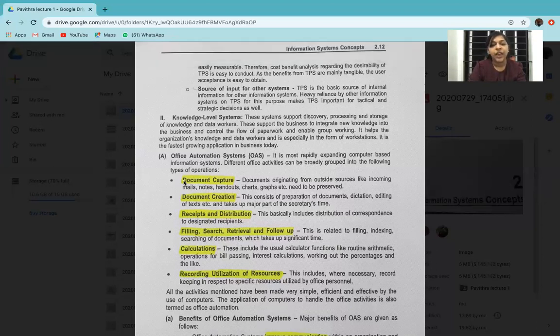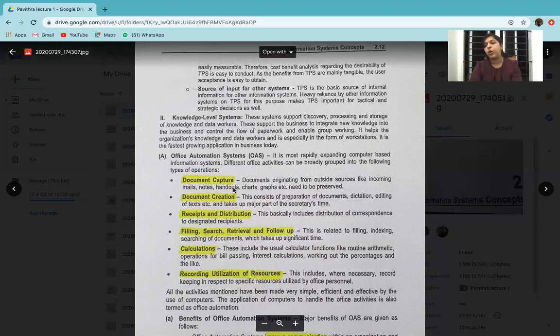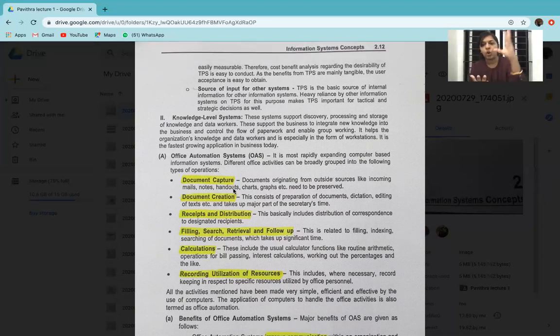We have document capturing, from every other mail or handout. First, we are going to be storing it in electronic form. Then we have to create some documents as well for communication, for mails and everything. Then we'll also be receiving and distributing other documents.